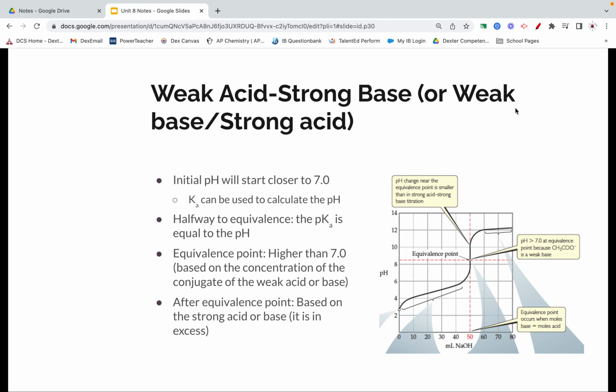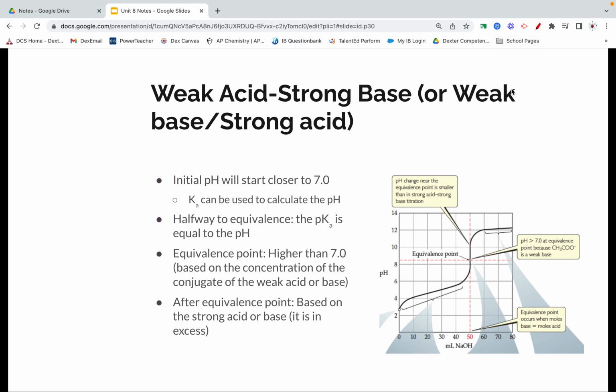When we have weak, we're going to have slightly different, okay? As you can see, we're not having that straight curve going up. We start at an initial pH, it's going to be higher, so it's going to be closer to 7. And you're going to use the Ka value to determine the pH. And then also notice that there's this steeper line because at this point the weak acid is acting as a buffer and it's resisting the change in pH until it's overwhelmed and our strong base takes over.